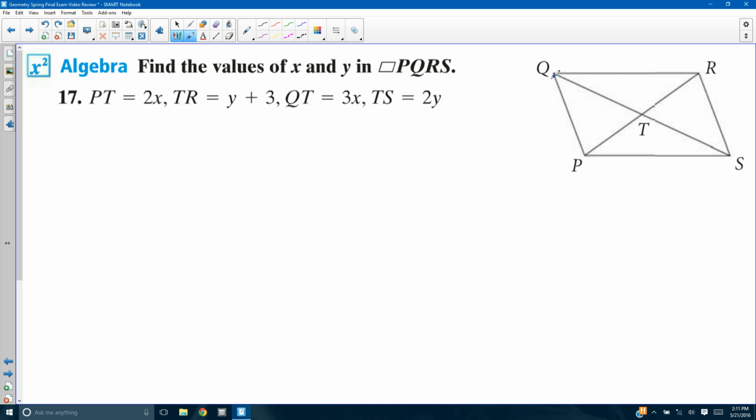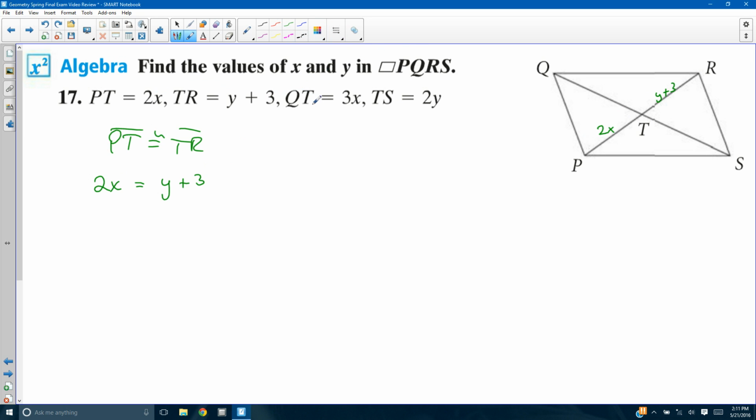So in a parallelogram, the one property with the diagonals that they drew here that you're going to use is that diagonals are not congruent to each other, but they bisect each other. So that means that segment PT and TR are congruent. And if they're congruent here, you can see that PT is 2x and TR is y plus 3. So 2x equals y plus 3. Those are both equal to each other.